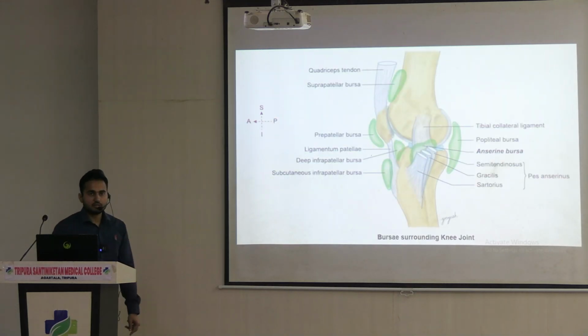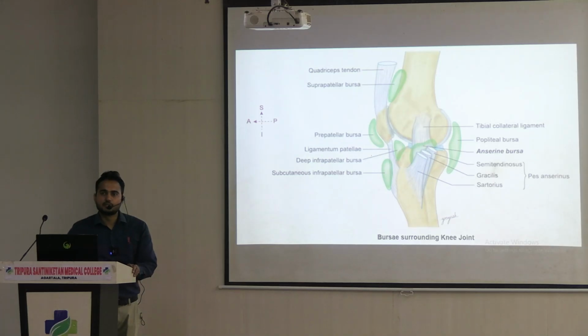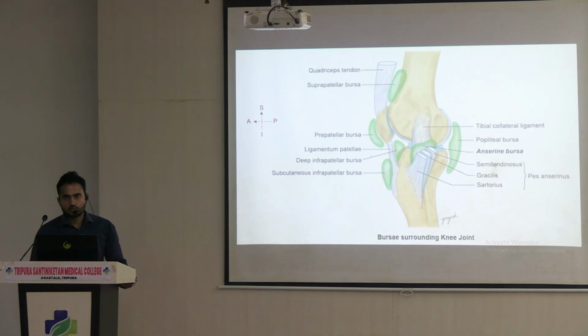this diagram is showing the bursae. So just like the hip joint, in the knee joint also some bursae are present. Okay, so approximately 12 bursae are present around the knee joint, and they are divided into three different groups: anterior group, medial group, and lateral group. So here you can see the different bursae: the suprapatellar bursa, and here the subcutaneous infrapatellar bursa. This diagram is showing the various locations where they are situated.